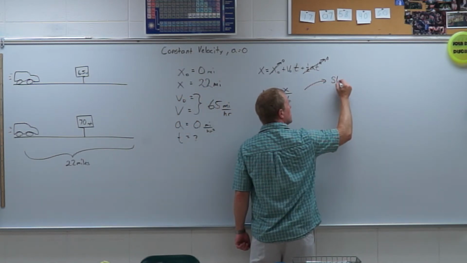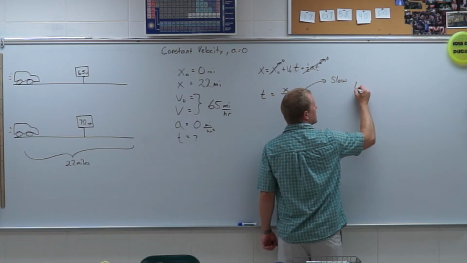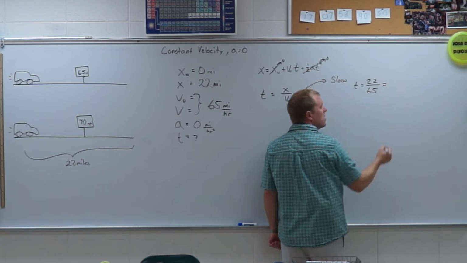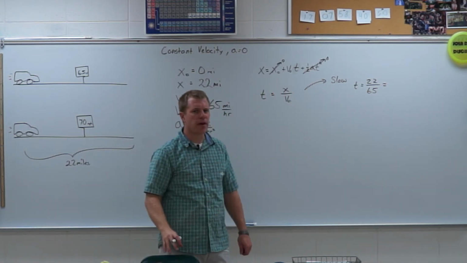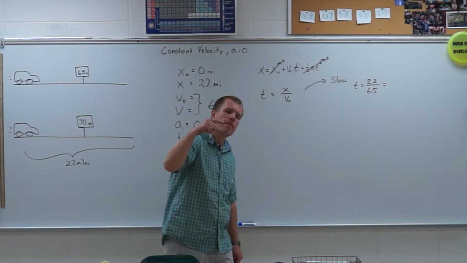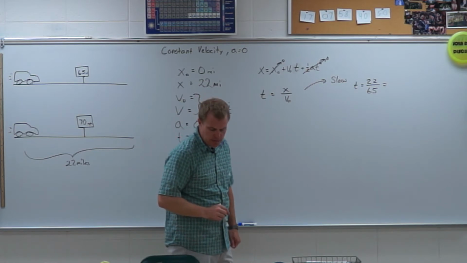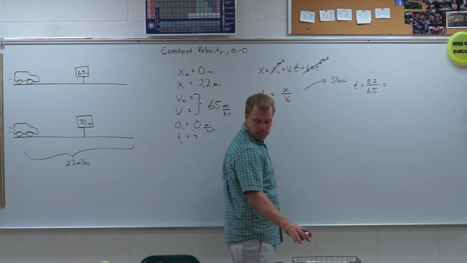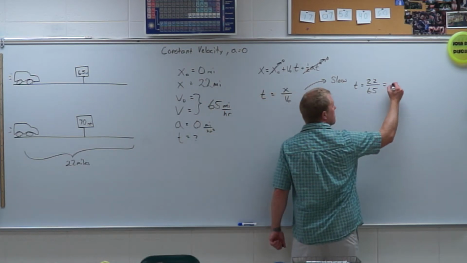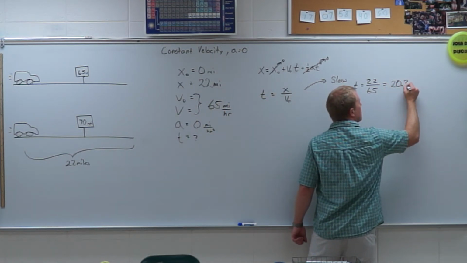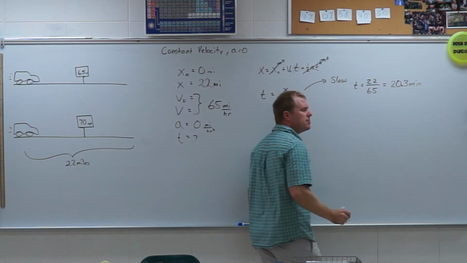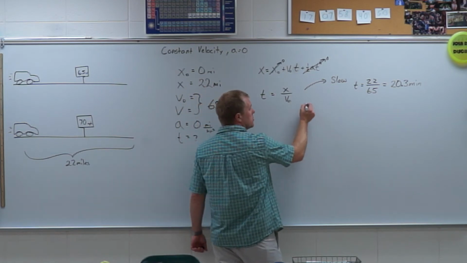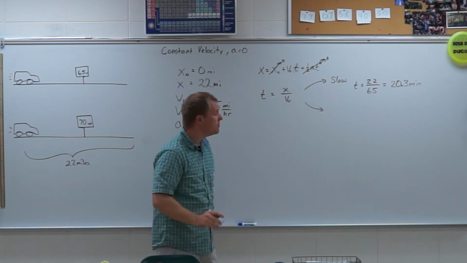So for the slow, I'm going to have a time which is 22 miles divided by 65 miles an hour. This is going to give me a pretty small number in hours. So I'm going to go ahead and move it into minutes. And so in minutes, that comes out to be 20.3 minutes. So it takes me 20.3 minutes, roughly, assuming I don't have to slow down for anyone.